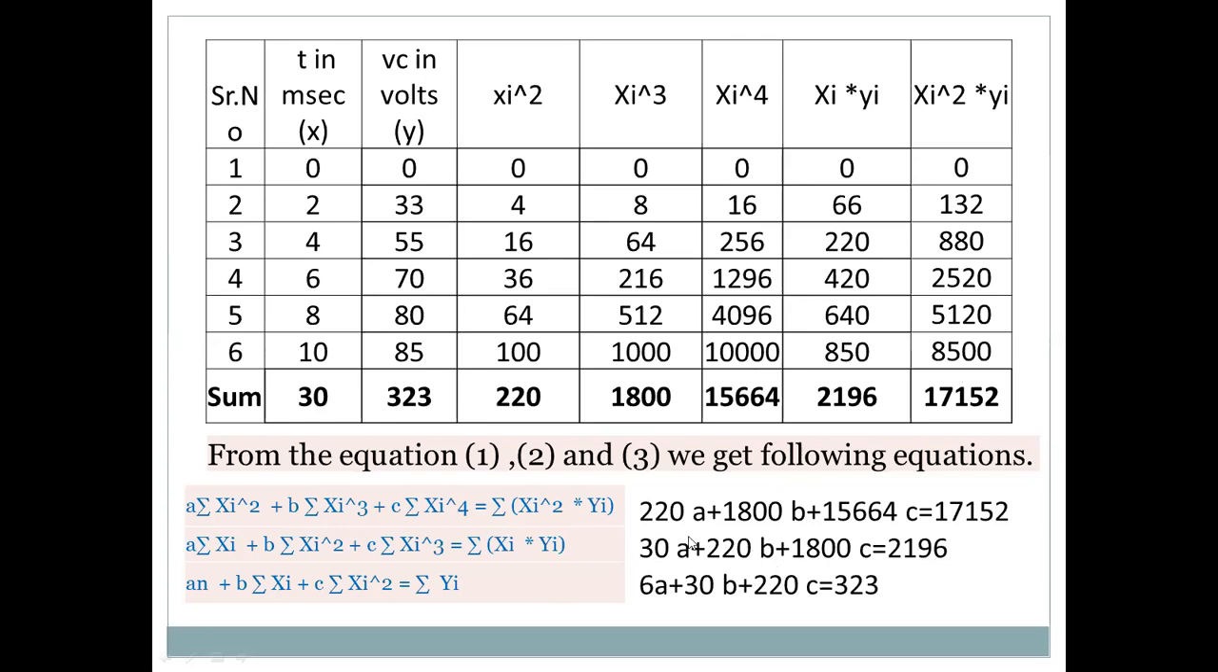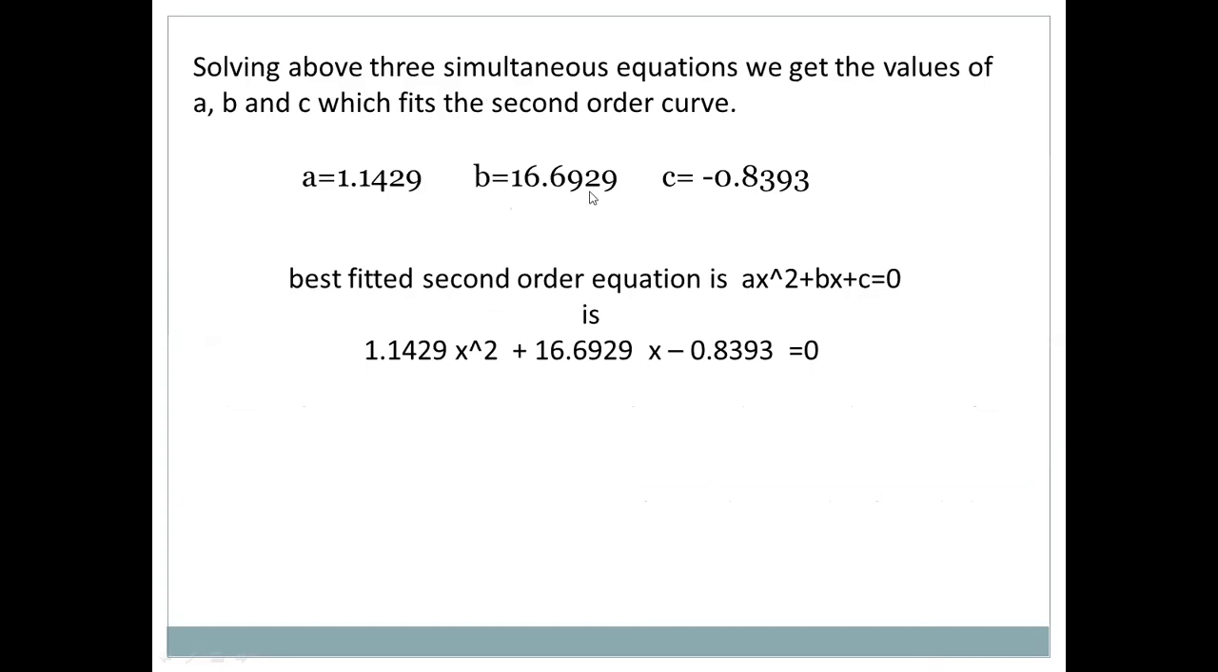Our aim is to find the values of a, b, and c such that this second order equation ax square plus bx plus c equal to 0 will get satisfied for all these values of x and y. So solving these three simultaneous equations by elimination method, we will get the values of a, b, and c. A is 1.1429, b is 16.6929, and c equal to minus 0.8393.